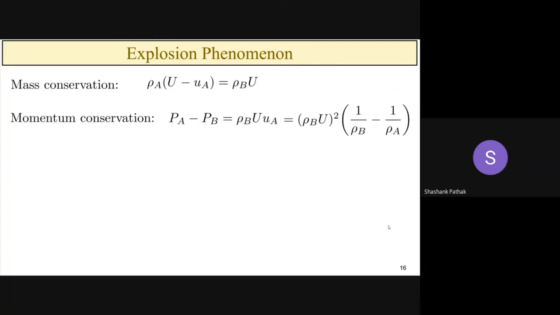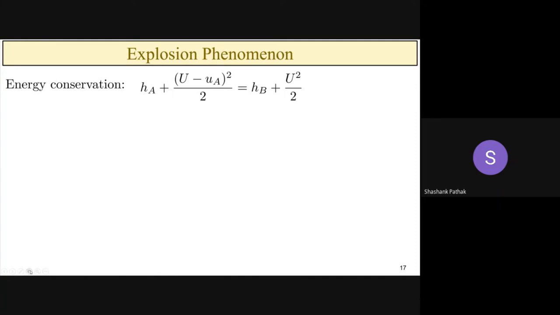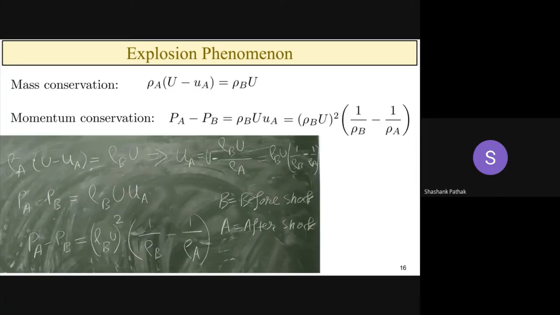Again, with a little bit of mathematics, we can very easily show that momentum conservation can be written like this. This we have already written. This can be further written like this, in terms of density before shock, after shock, and shock velocity. Why I have written it like this, you will come to know shortly. There is a reason behind that.